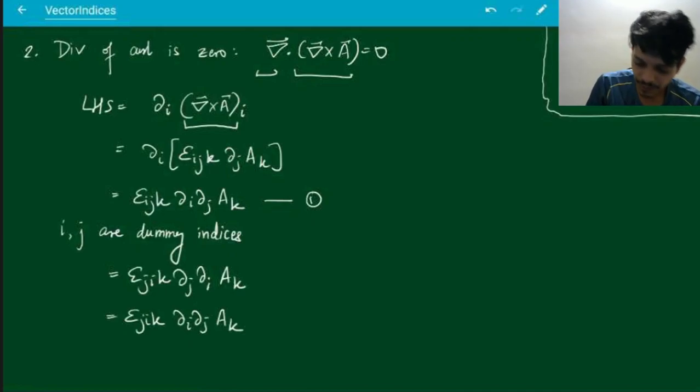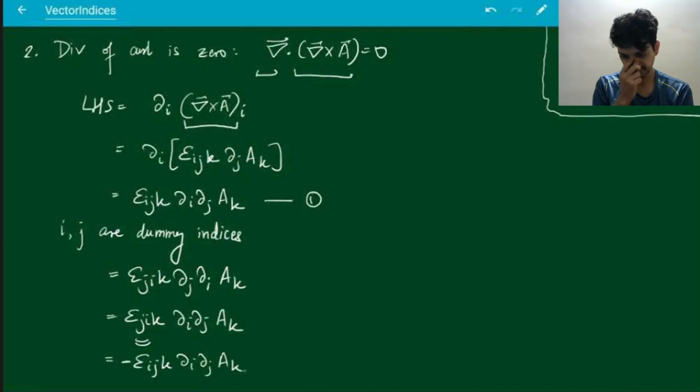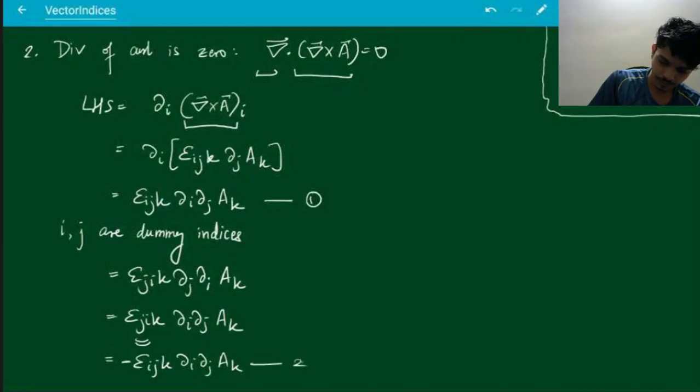But what I have over here is epsilon j i k, and if I interchange any two indices, then I pick up a minus sign. So let me interchange the first two. If I make it epsilon i j k, then I have to pick up a minus sign. And I'm going to call this equation 2.